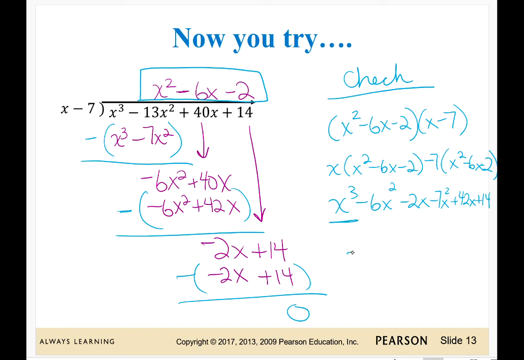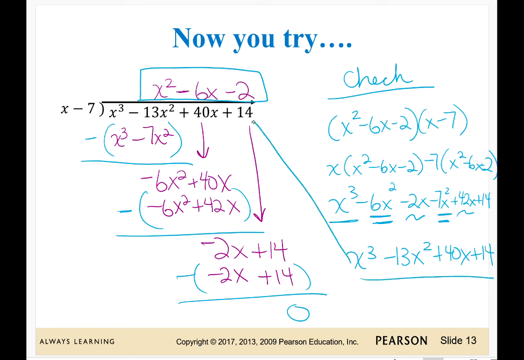So let's see, I've got an x cubed, x squareds, I've got x squareds here and I've got x squareds here. Negative 6 and a negative 7 gives me negative 13x squared. Then I go to my x's next. I've got negative 2x and a positive 42x, which gives me positive 40x. And then the number all by itself doesn't have any partners, so positive 14, which lo and behold, that is my dividend, so I am good to go. So again, check, check, double check everything. Make sure that you have double checked all of your answers before you put your final answer in the homework.